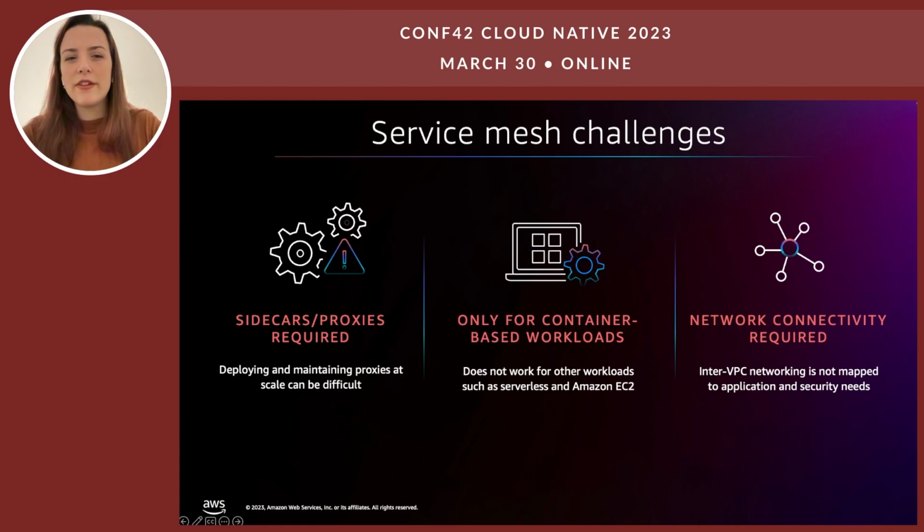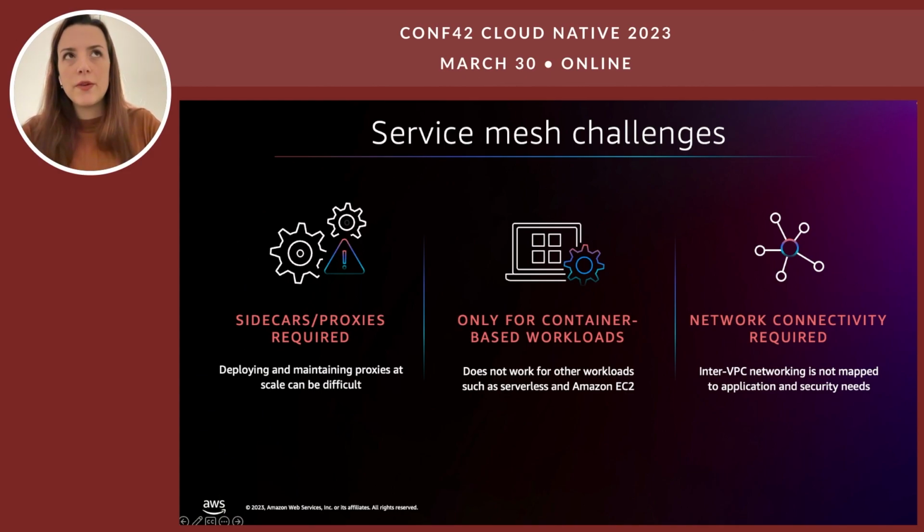It only integrates with container-based workloads. Let's say that we are using a serverless service like AWS Lambda or Amazon EC2. This is not really supported. And also, before even thinking about deploying a mesh, we need to implement inter-VPC networking to grant connectivity across VPCs, for example, and to enforce security.